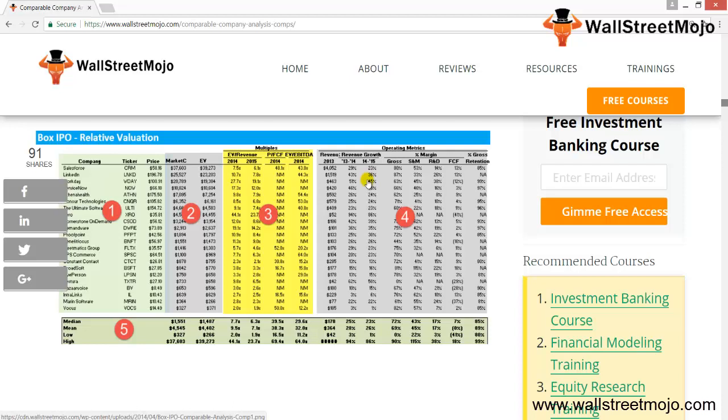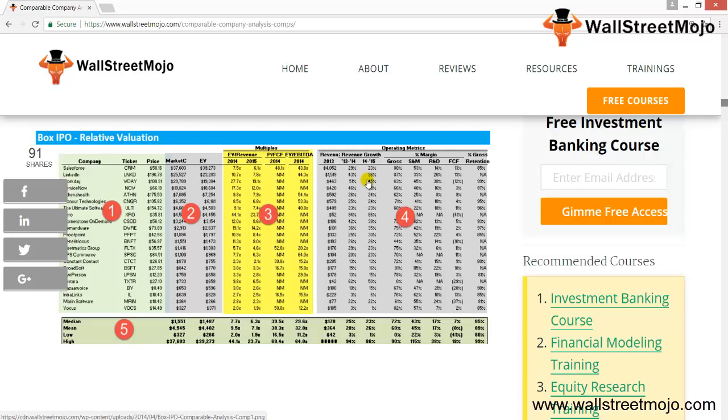Fifth, the summary. This is simple: mean, median, low, high of the above metrics. Mean and median provide core insight to the fair valuation. If a company's multiple is above the mean or median, we tend to infer that the company may be overvalued. Likewise, if the multiple is below the mean or median, we may infer undervalued. So, high and low also help us to understand the outliers, and make a case to remove those if they are too far away from the mean and median.